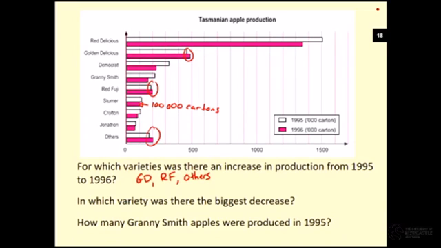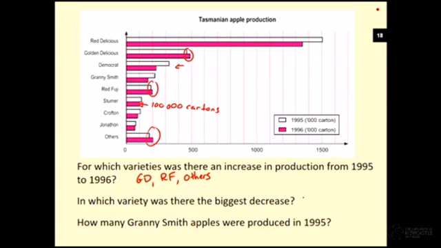In which variety was there the biggest decrease? And from 95 to 96, so decrease, well, surely it's going to be this one. That's a pretty big decrease. That's a moderate decrease, but it's clearly not as big. This is like 1.5 of these categories. That's about 1 of the categories. Nothing else has anything like it.